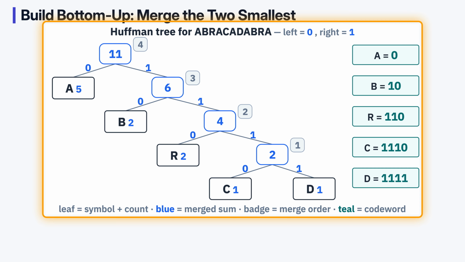The tree grows from the bottom up, and the rarest symbols merged first end up deepest, which is exactly why they get the longest codes. Let's watch it happen, one merge at a time.